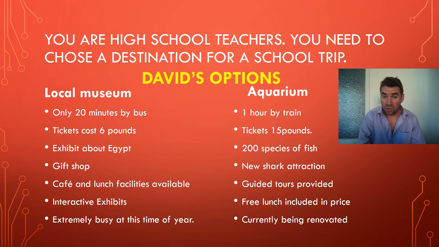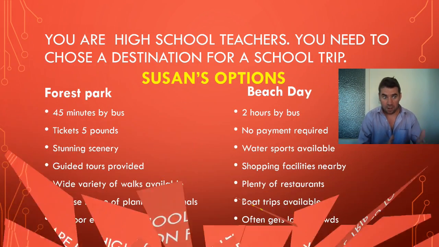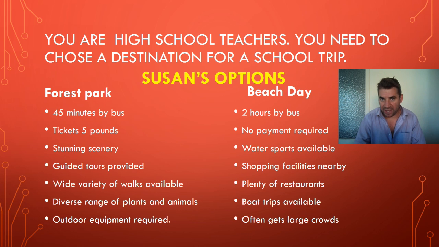Meanwhile, Susan will get her options, 2 different ones obviously: forest park and a beach day. 6 positive points, 1 negative one. These are the things that they've got to summarize to each other. I am going to do a worked example using this in another video. There'll be a link somewhere around here, so you can click on that if you want to actually watch Susan and David doing this.